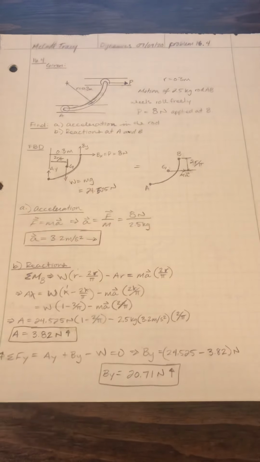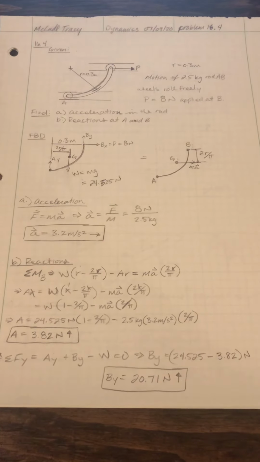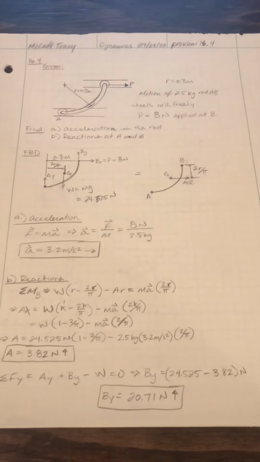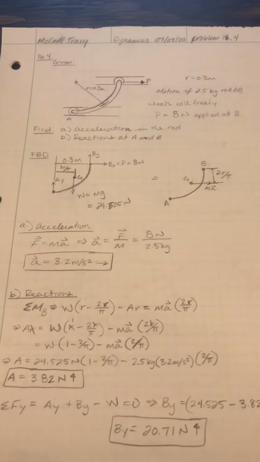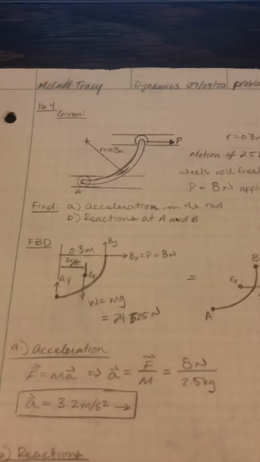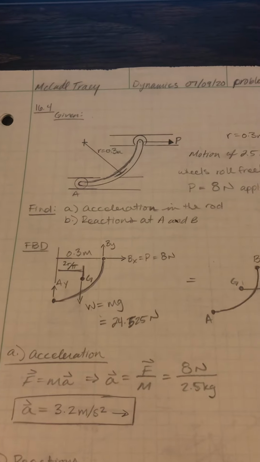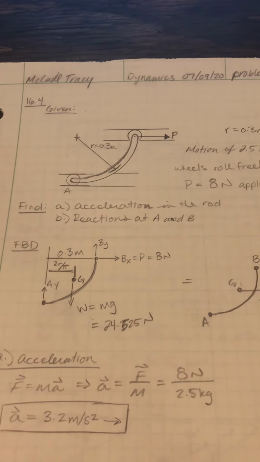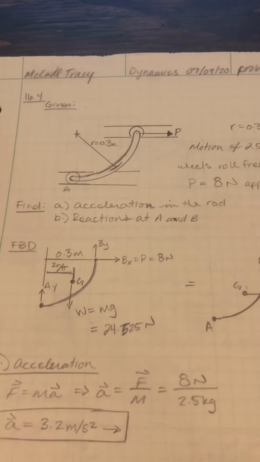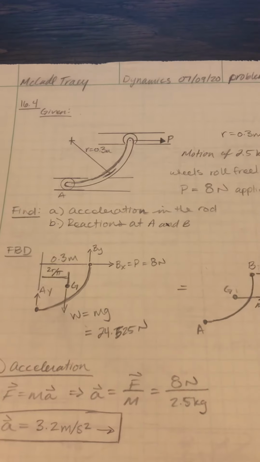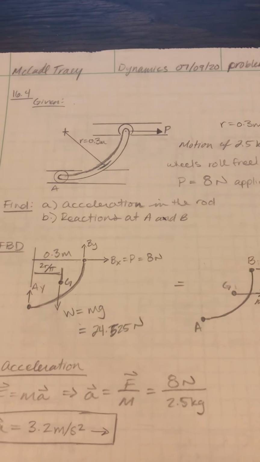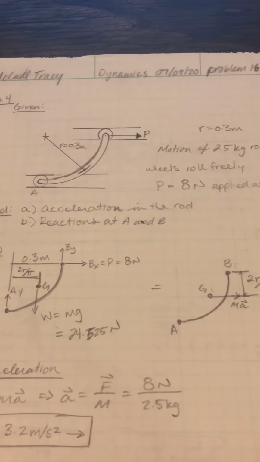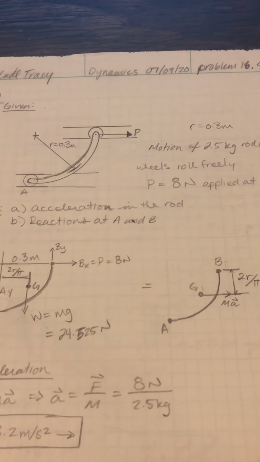Alright, we're here with Chapter 16, Rigid Body Kinetics. Here in this first problem, we have a quarter circular rod that I can assume is moving to the right. The rod has a mass of 2.5 kilograms and is guided by the small wheels.